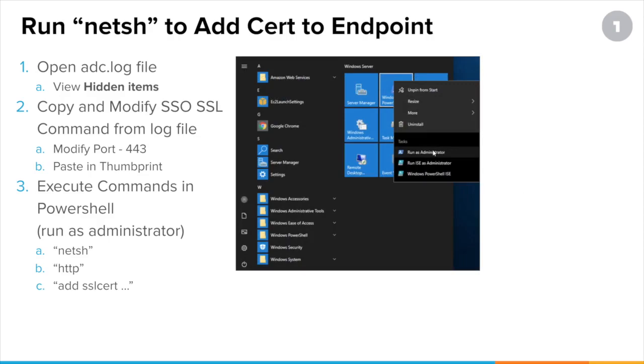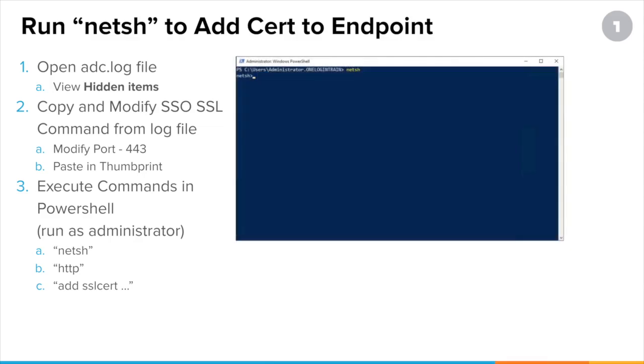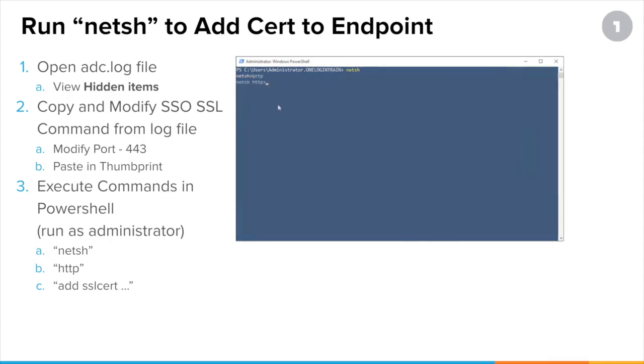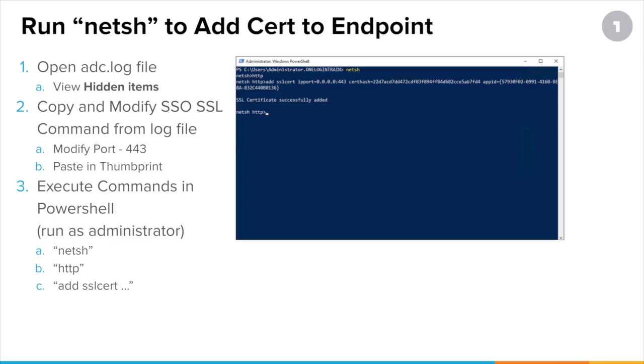Open up PowerShell, run it with administrative privileges. So right-click, run as administrator, and type netsh, enter. Then type HTTP, enter. Then go and copy that add SSL cert piece that we cobbled together over in notepad and paste it over into here. So everything from add SSL cert through to the end curly brace. It should say SSL certificate successfully added. Woohoo! All right, still not done.